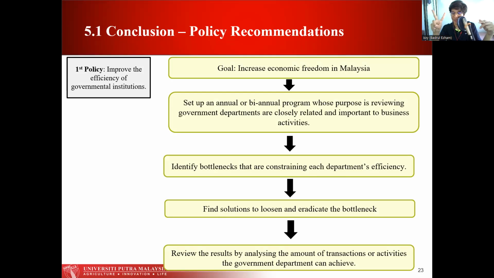Now I have 2 policy recommendations. The first one is to increase economic freedom in Malaysia. So, set up programs that happen annually or every 2 years, whose purpose is to review the government departments closely related and important to business activities, identify bottlenecks that are restricting the departments' ability to work very efficiently, and then find solutions to get rid of the bottlenecks. After that, we'll be able to see how much improvement the department has made by measuring the amount of transactions or activities the government department can achieve before and after removing the bottleneck.